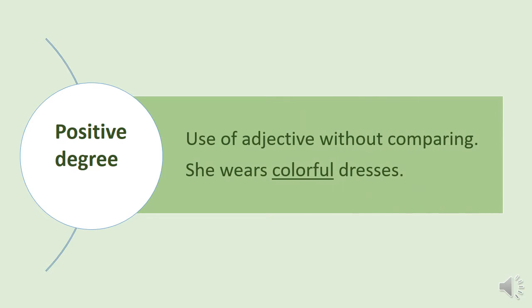So the first one is positive degree. So what's a positive degree? Use of an adjective without comparing is positive degree. For example, we can say she wears colorful dresses. Here colorful is a positive form of adjectives.